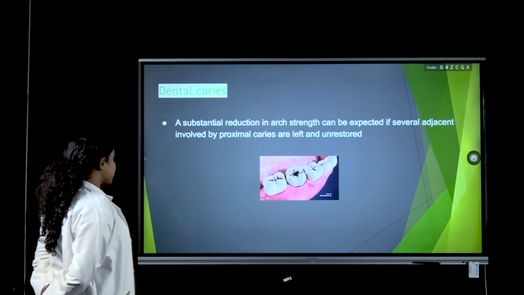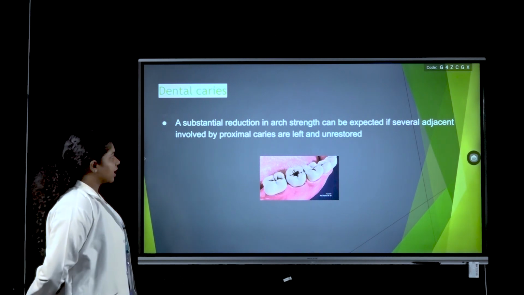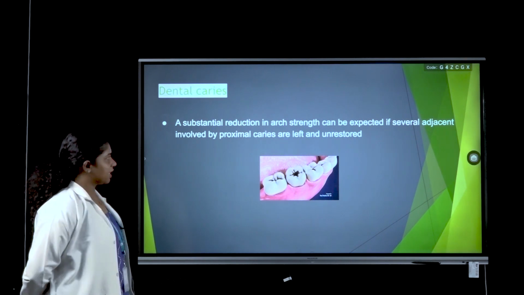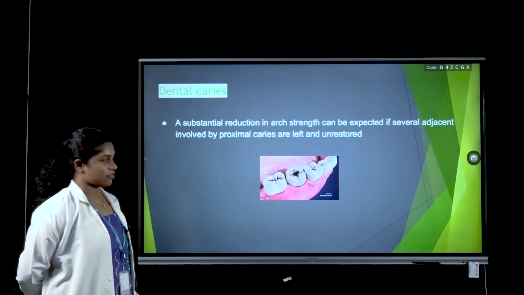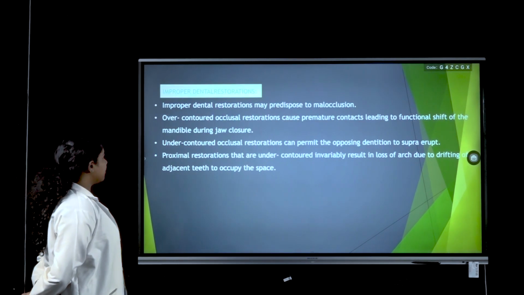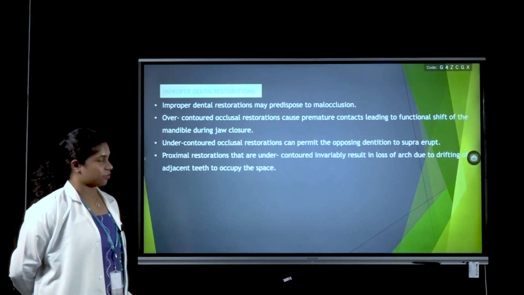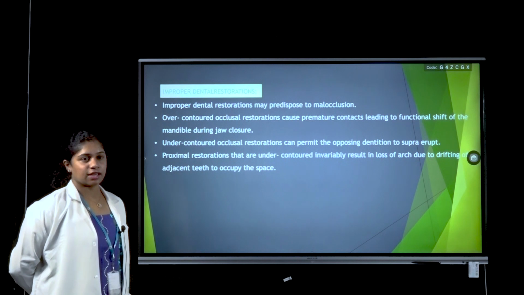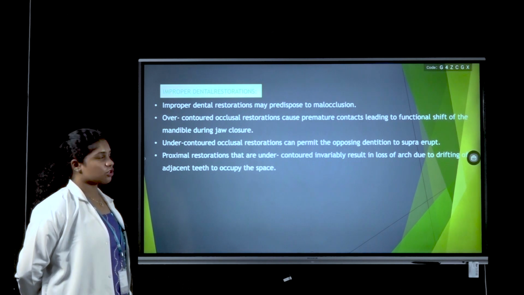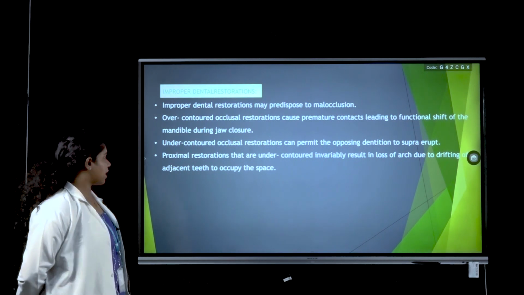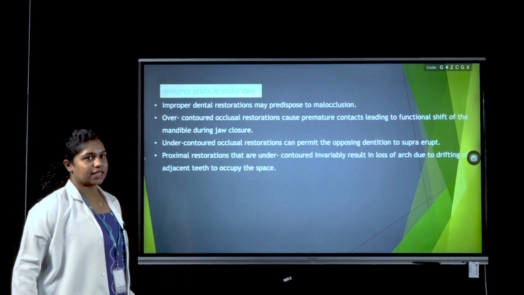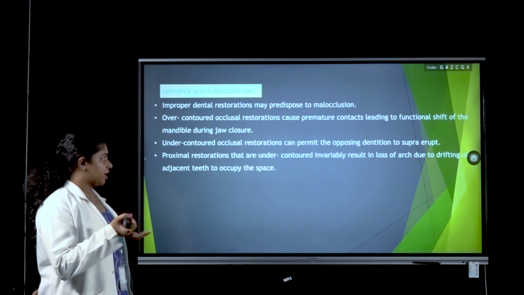Then coming to dental caries, any substantial reduction in arch strength can be expected if several adjacent teeth that are involved by proximal caries are left unrestored. Improper dental restorations. Any improper dental restorations may predispose to malocclusion. Over-contoured occlusal restorations cause premature contacts which cause functional shift in the mandible during jaw closure. Under-contoured occlusal restorations cause the opposing dentition to supraerupt.